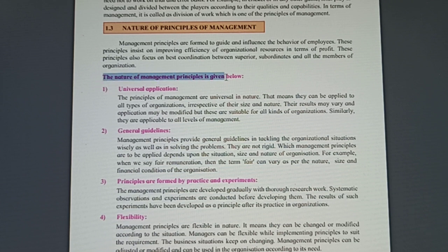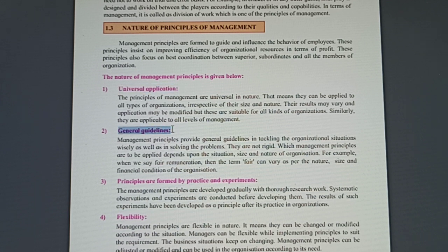The nature of principles of management is given below. First of all, universal application. All the principles of management are universally applicable to all. Organization, be it small or large, every organization has to apply these universal applications, nature of principles of management. That's why it is said that they are universal. Universal in the sense anybody, anywhere can apply these principles of management and they can see different results from their way of working. So they are called universal application.